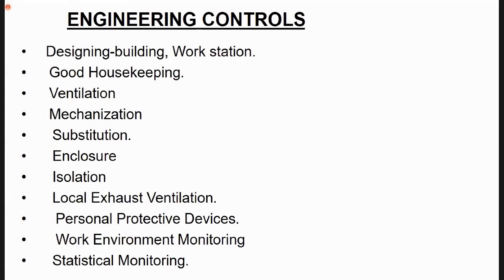Remember, in the beginning we studied the triangle: host, agent, and environment. So these are external environmental factors, that is the design of the building, workstation, ventilation, mechanization. And these are the measures which can be taken to control occupational hazards, that is substitution or isolation. So there is an adequate list, and these are all important things.